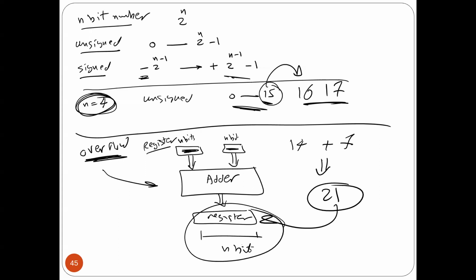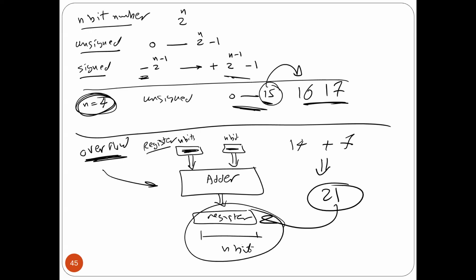You got what I'm saying? So overflow only happens when the two numbers have the same sign, positive, positive, or negative, negative, because in this case they are going to assist each other. It's going to get bigger. Is that okay? So that's why, if the two numbers have different signs, overflow cannot happen. Okay. Any question here about the concept of overflow?